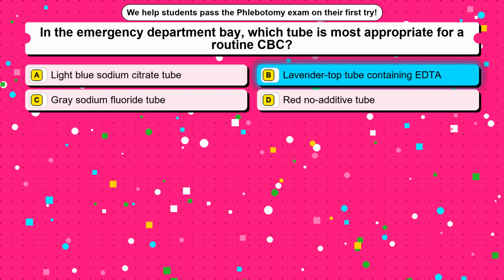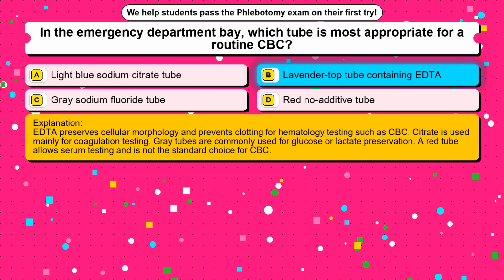The correct answer is option B, lavender top tube containing EDTA. EDTA preserves cellular morphology and prevents clotting for hematology testing such as CBC. Citrate is used mainly for coagulation testing. Gray tubes are commonly used for glucose or lactate preservation. A red tube allows serum testing and is not the standard choice for CBC.